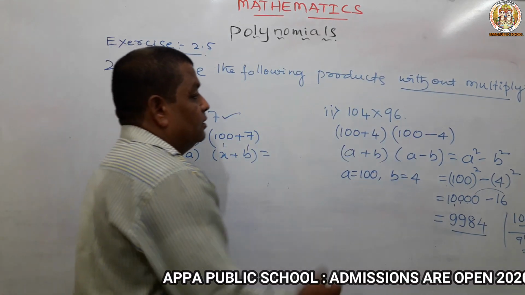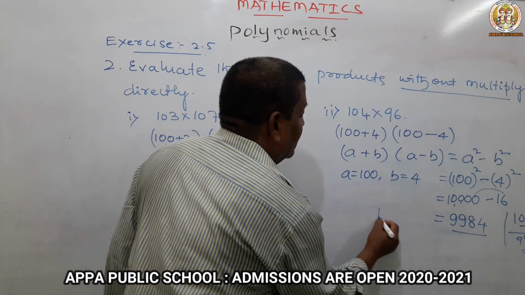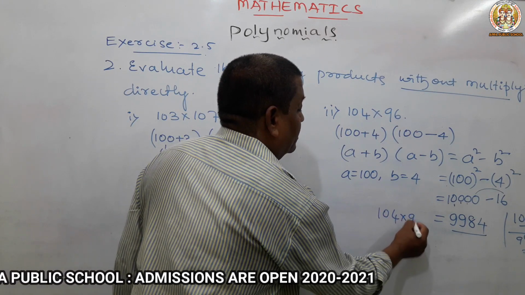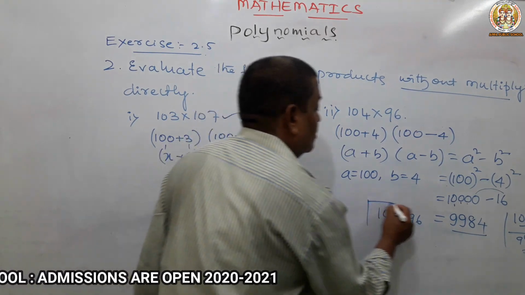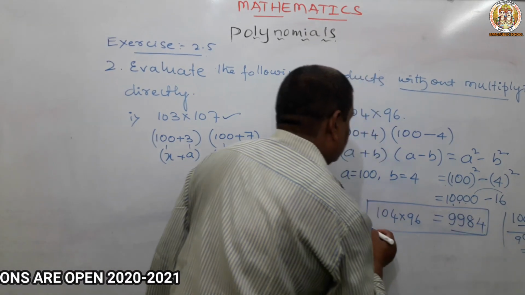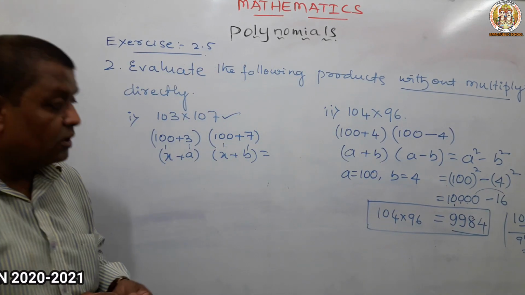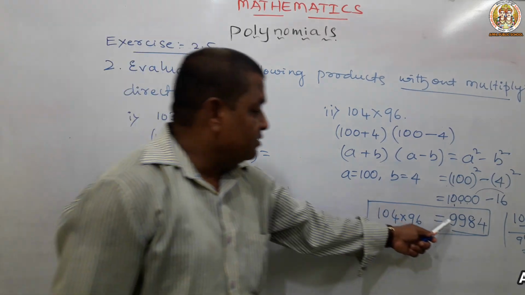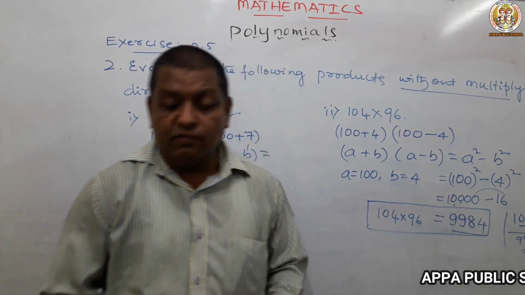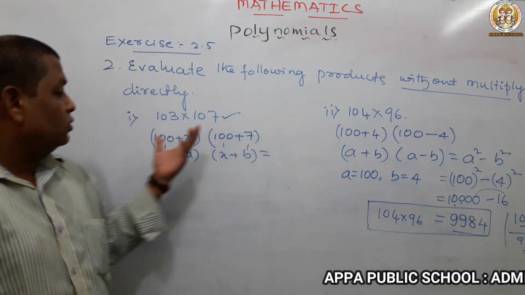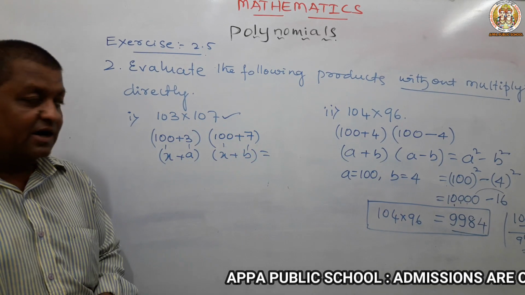Okay. What is the answer? Final answer? 104 into 96 is equal to 9984. So I took two sums here of different kind.